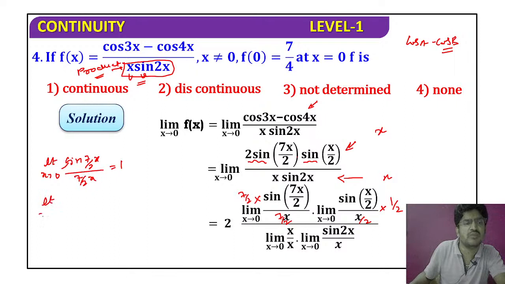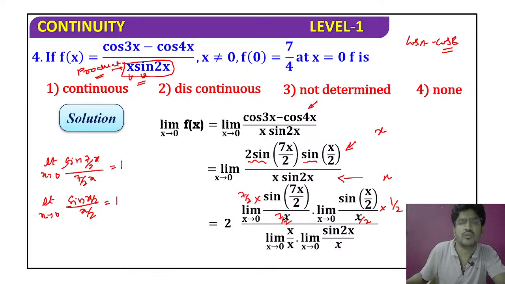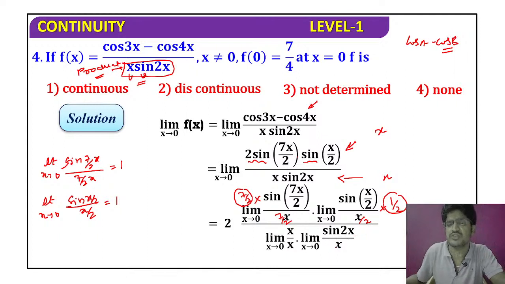In the same way, limit x tending to 0 sin of x by 2 divided by x by 2 will also be 1, but this 7 by 2 and 1 by 2 will remain as it is. 7 by 2 into 1 is 7 by 2, 1 by 2 into 1 is 1 by 2, and in the denominator also the same thing. Here you just multiply by 2 and divide by 2, this term becomes 1. So here you can just cancel this, 1 into 2 is 2.